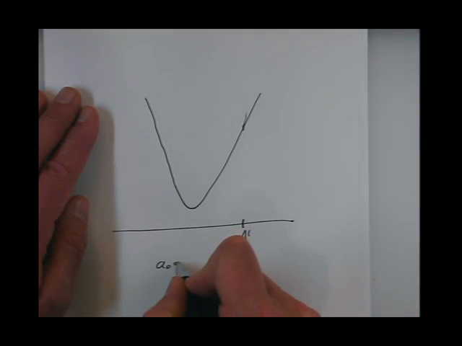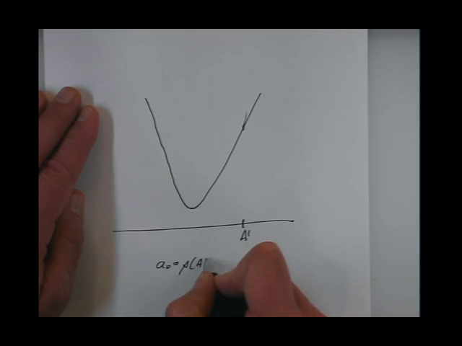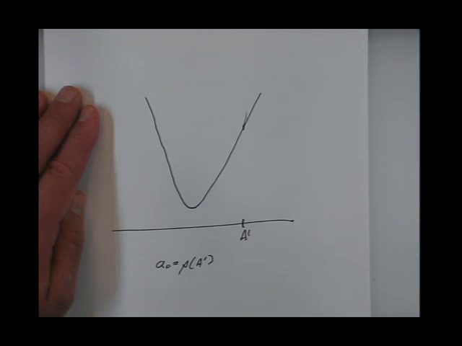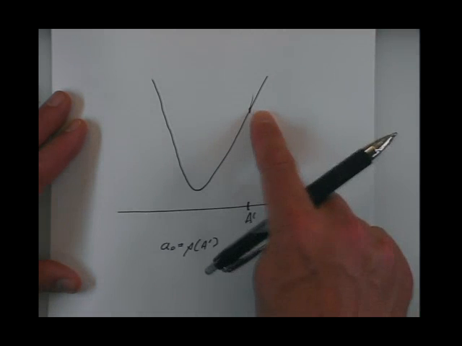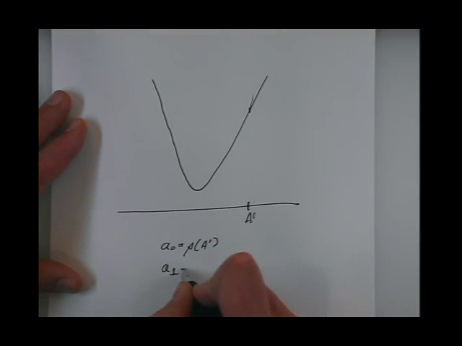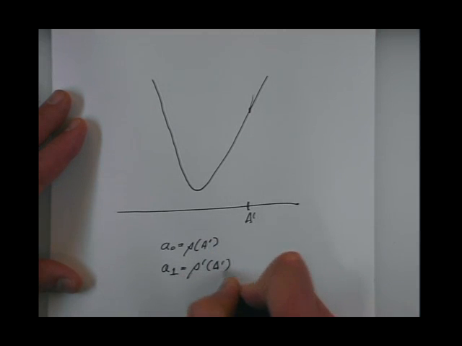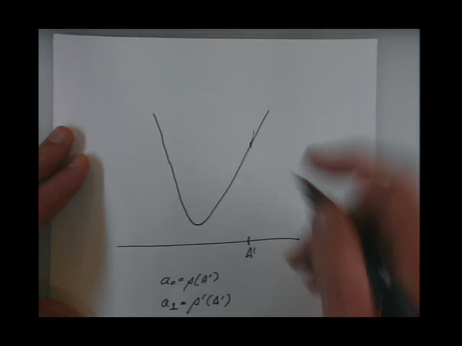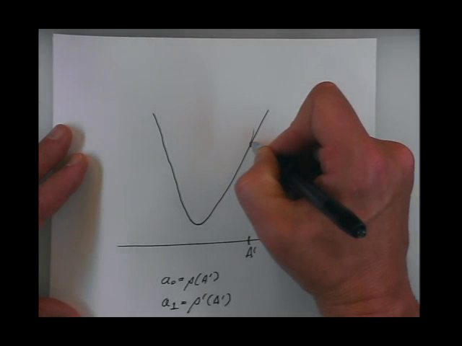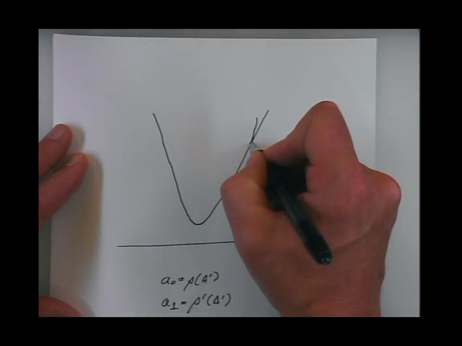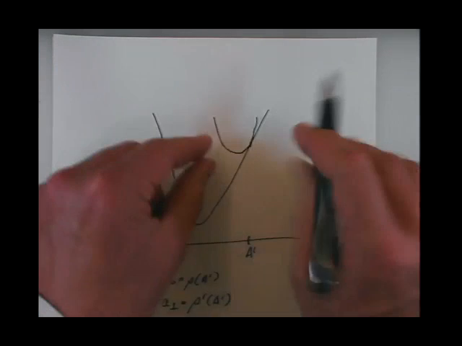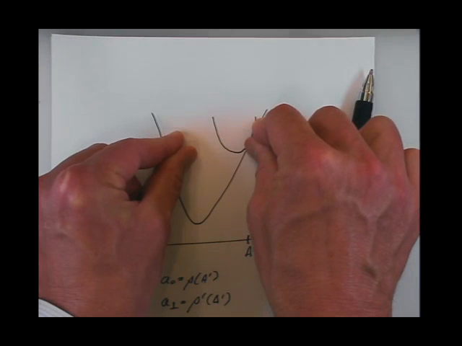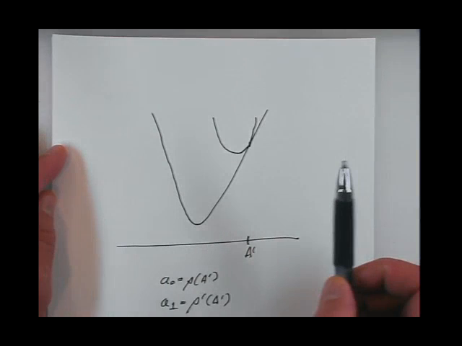A0 equals rho of delta prime. That's constant, but we really don't care about it. We actually skip this step, but we can include it conceptually so that the picture is correct. And then A1 is equal to rho prime of delta prime. So what will happen is, as the value of A2 gets smaller, this thing is going to grow. And what's going to happen? When does it stop growing?